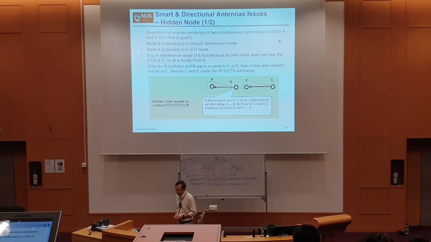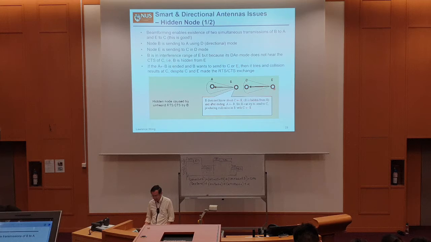So node B is sending to A in directional mode. Node E is sending to C in directional mode. Okay? B is in the interference range of E, because this guy is sending in this direction. But because its directional antenna mode does not hear the CTS of C, because he's listening in the wrong direction, B is hidden from E.